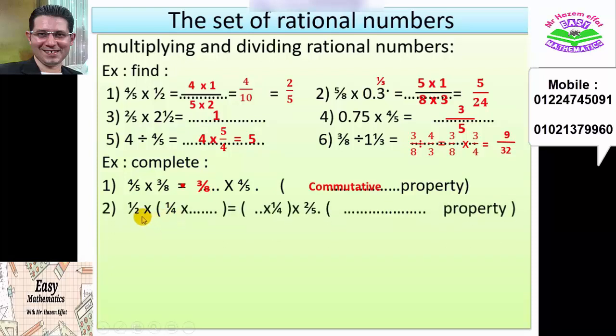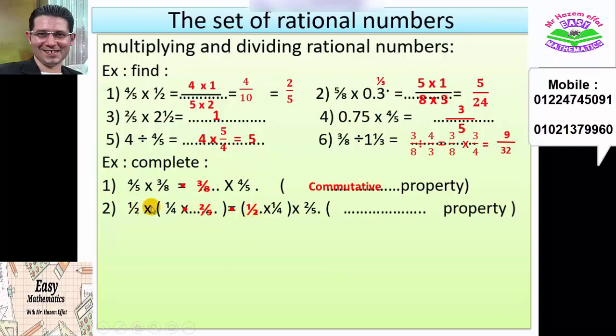In exercise number 2, he gave me here half multiplied by open brackets quarter multiplied by blank, equal to blank multiplied by quarter, close the brackets, multiplied by 2 over 5. And what about the name of this property? The first time we can find this missing fraction, I told you before, from the opposite side. What about the missing one here? Yes, it will be equal 2 over 5. And what about the missing one here? Yes, it will be half.